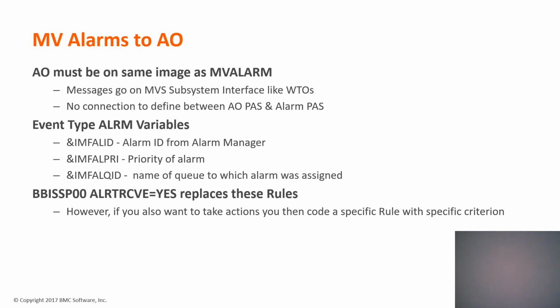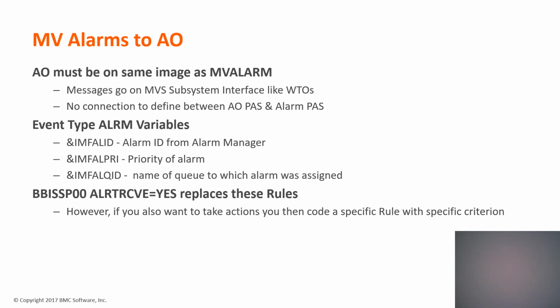As I mentioned earlier, AO can trap MainView alarms. In order for this to work, Auto Operator must be on the same manager as MainView Alarm Manager because the messages go to the MVS subsystem like WTOs. There's no connections that need to be defined or passed via the subsystem interface.